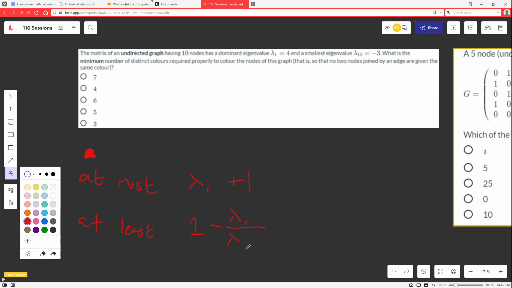So let's just say n if you're doing it generally. We're trying to find the minimum. So this is just 1 minus the biggest, which is 4 over -3. 4 over -3 is 2.3 recurring. Because we're doing minimum, we want to round up, which takes us to 3, and our answer is 3.